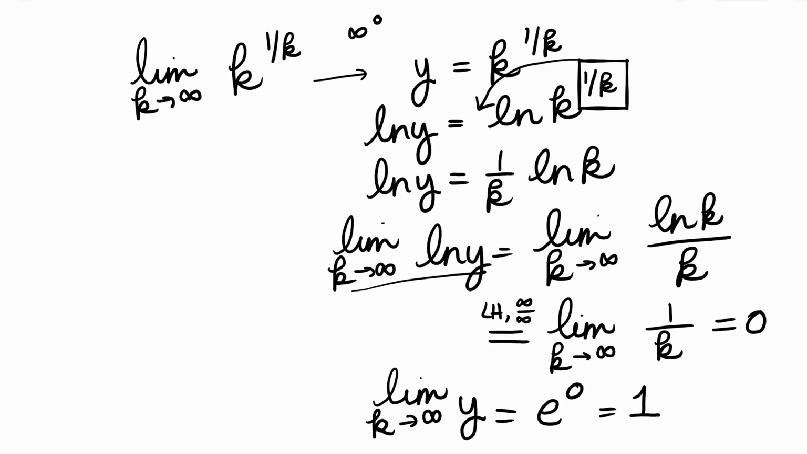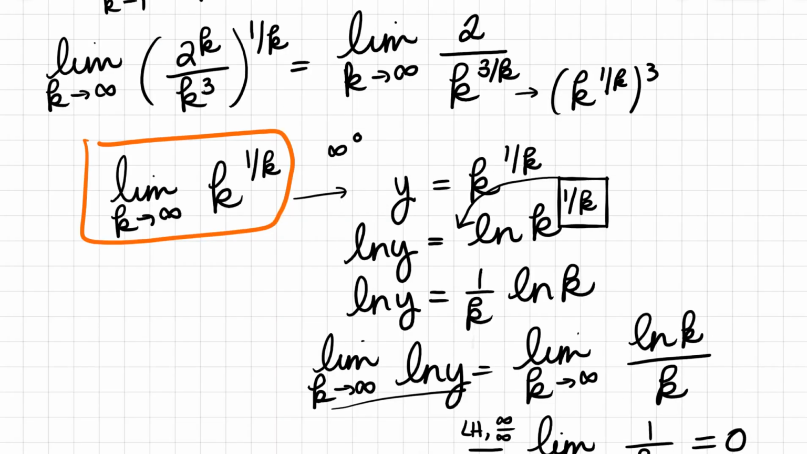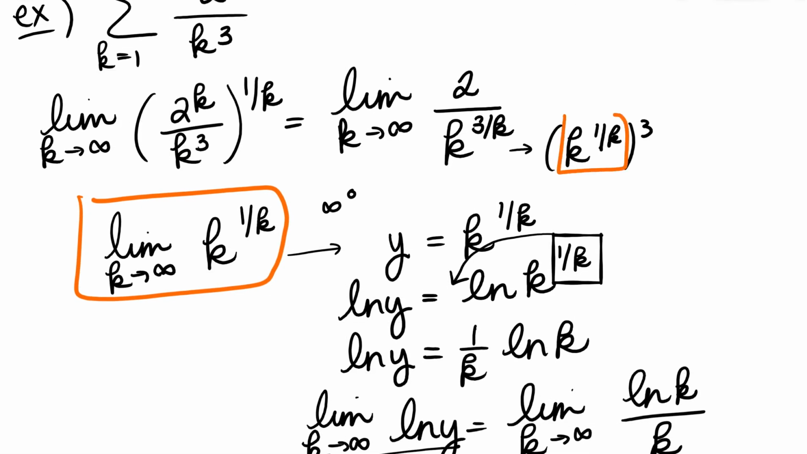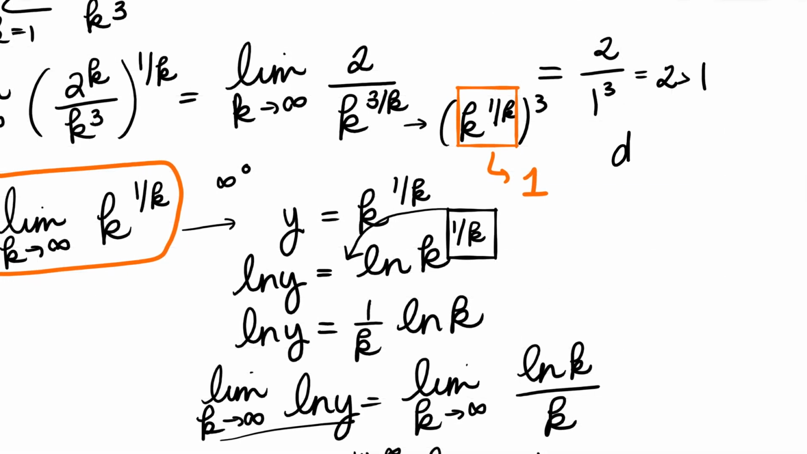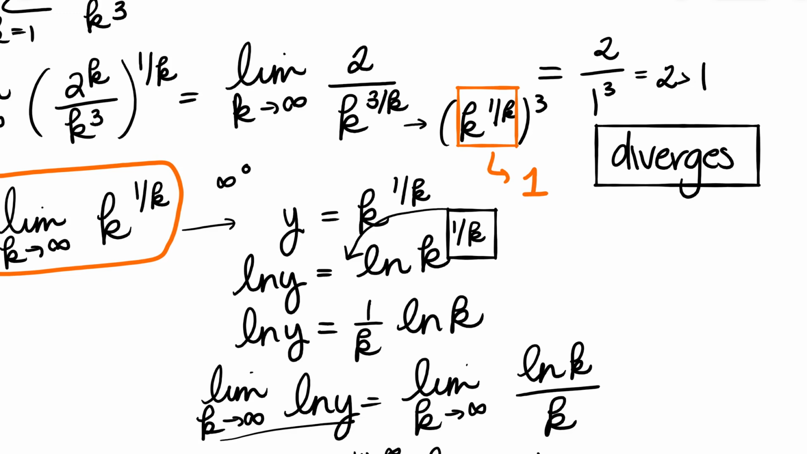So all of this work right here was to show that this guy is going to 1. So what is the top going to? It's going to 2. What is the bottom going to? It's going to 1 cubed. And so 2 divided by 1 cubed is 2. That guy is greater than 1. So what do we know about this? A lot of work going on here. It diverges, because it's greater than 1.